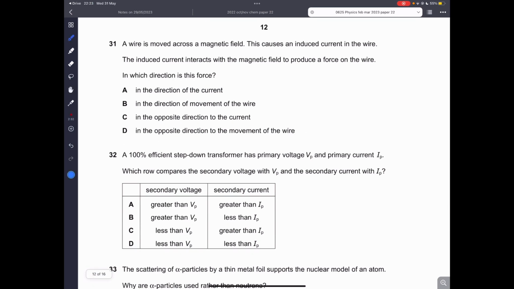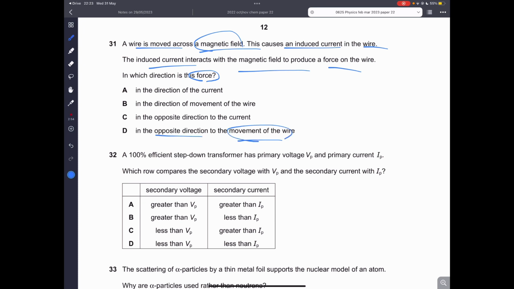Question number 31. A wire is moved across a magnetic field. This causes an induced current in the wire. The induced current interacts with the magnetic field to produce a force on the wire. In which direction is the force? Well, it's going to be in the opposite direction of the movement of the wire.